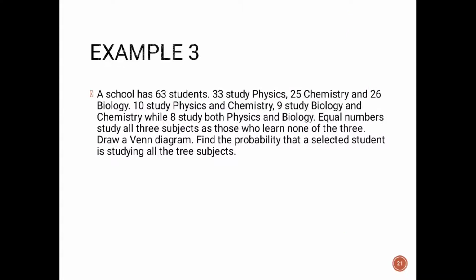Okay, and then for example 3, maybe you want to try on your own. Draw a Venn diagram of the illustrated situation, and then answer the question. Find the probability that a selected student is studying all three subjects. Okay, there is a typo here.